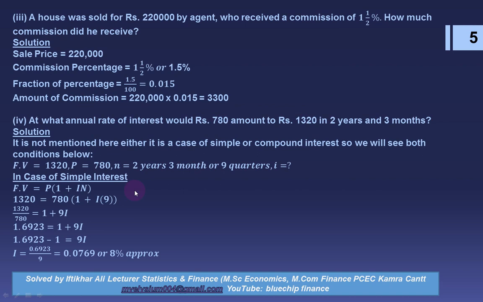Either you can take it as a case of simple interest or compound, because the type of interest is not mentioned in the question. So one by one, first of all, we take it as a case of simple interest. Formula for future value in simple interest equals P multiplied by 1 plus I multiplied by N. After putting the values into the equation, you can calculate interest under the simple interest case, and that is approximately 8%.